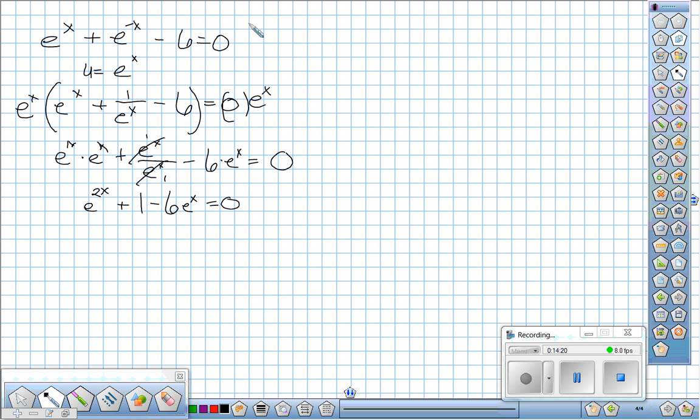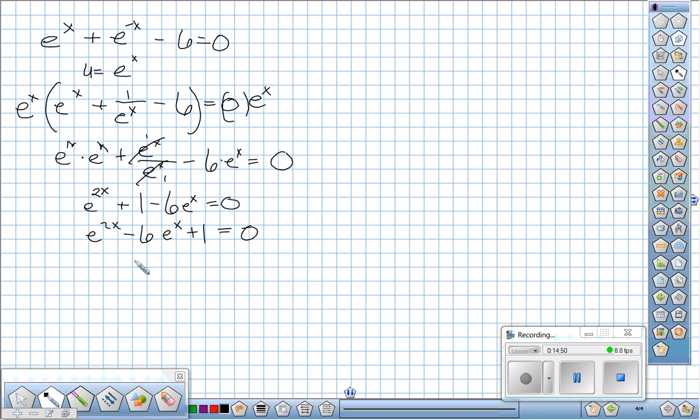Now I'm going to use this u substitution piece. And what I'm going to redo is actually write all my exponent guys in descending order. Because I notice that this is not terribly similar to a quadratic equation, but still fairly similar. So I have e to the 2x minus 6 e to the x plus 1.